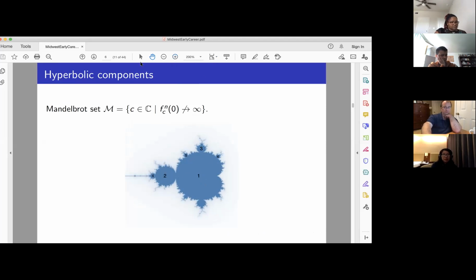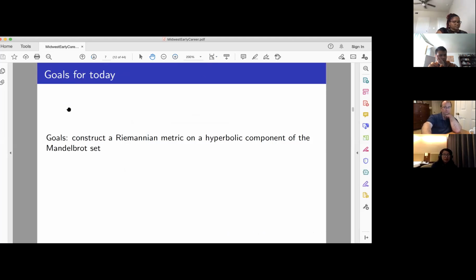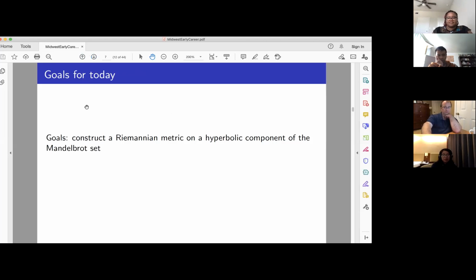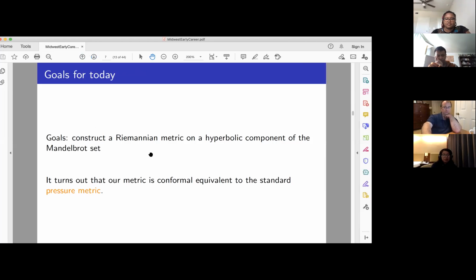So for today, our goal is to construct a Riemannian metric on every hyperbolic component of the Mandelbrot set. Let me just go back to the picture for a second. For every hyperbolic component of the Mandelbrot set, we can think of it as a smooth two-dimensional manifold. And for smooth manifolds, we can consider a Riemannian metric, right? It will turn out that our metric is conformally equivalent to the standard pressure metric.